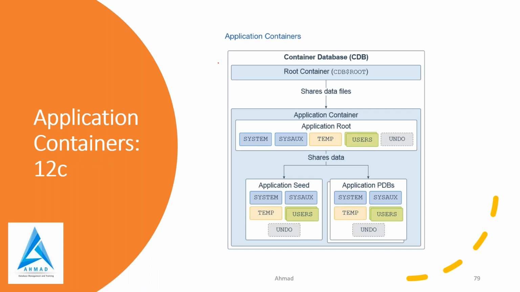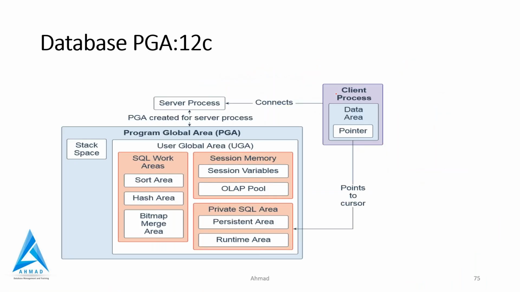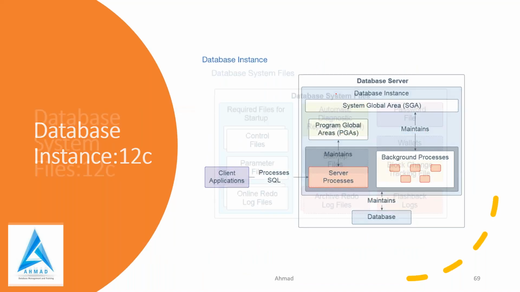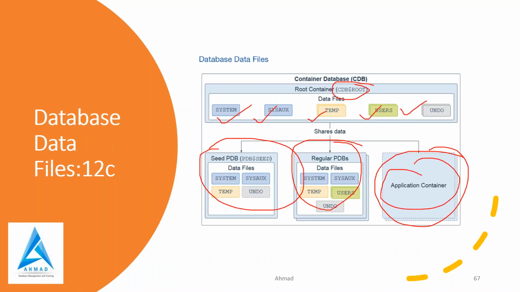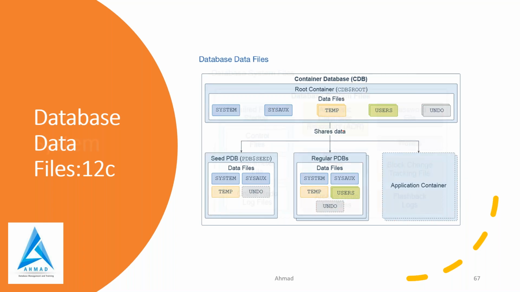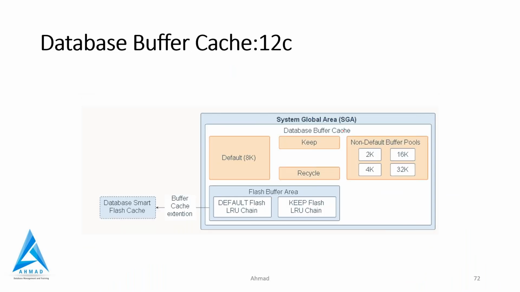And this is the application container, which comes in 12c. So like your database container, you can create an application container also. In the application container, you have root, you have application seed, you have application PDB, and this application container will be stored in the main CDB. If you see the previous diagram, they have mentioned this application container, right? So that is an important thing that happened in 12c.